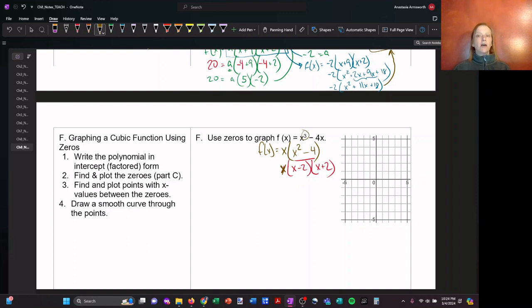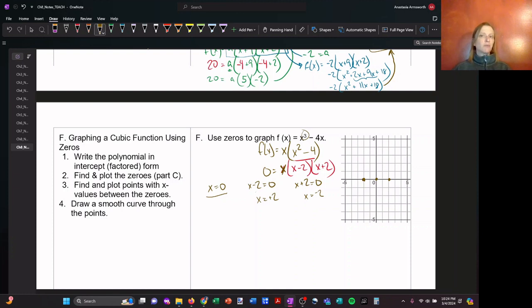I can now find 3 zeros to graph here. I'm just going to set this whole thing equal to 0. Either x equals 0, or x minus 2 equals 0, or x plus 2 equals 0. So this first equation is already solved, x equals 0. I can add 2 to both sides of the equation and get that x equals plus 2. Or I can subtract 2 from both sides of the equation and I get that x equals negative 2. So I have a 0 here, and a 0 here, and a 0 here.